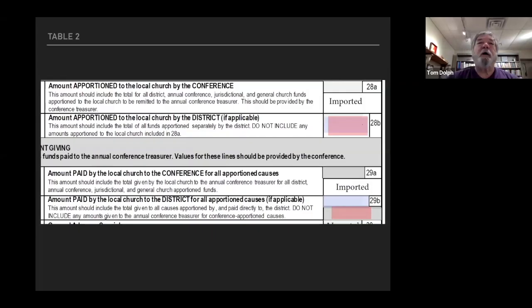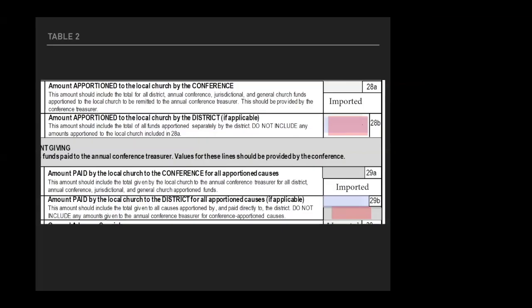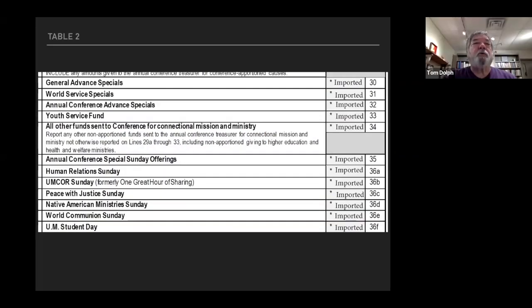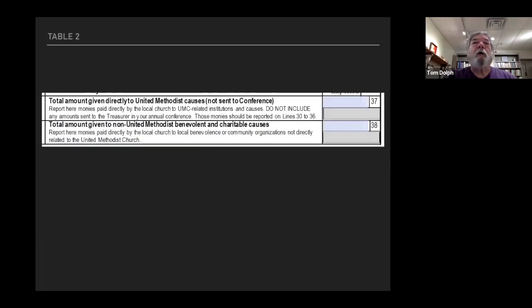So this is where the apportioned amount will go and it'll be imported for you. Also imported are your advanced specials. All of those will be imported for you. So those are the ones that are imported from the conference.